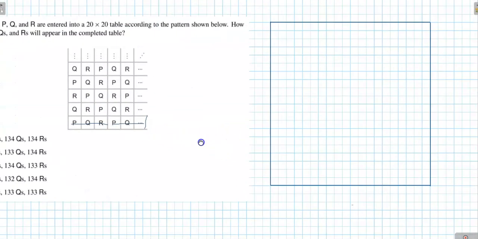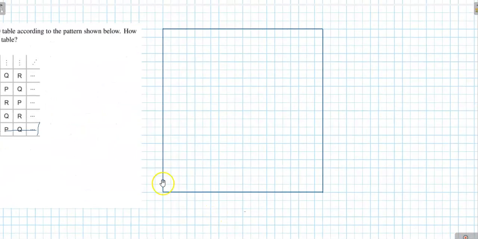So let's visualize it. PQR, PQR, PQR, PQR, another PQR, another PQR. So these 18 squares are filled with 1, 2, 3, 4, 5, 6 sets: 6P, 6Q, and 6R.